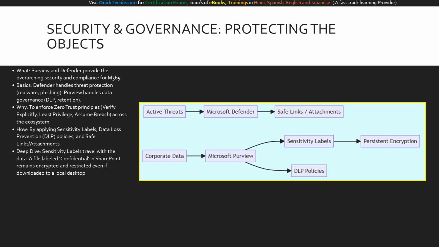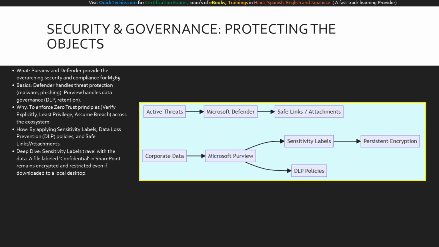This visual splits our defensive posture into 2 streams. On the top, active threats like phishing or malware are intercepted by Microsoft Defender, which utilizes features like Safe Links and Safe Attachments to sanitize traffic before it hits the user. On the bottom, corporate data is governed by Microsoft Purview. Purview applies sensitivity labels and DLP policies to your files.